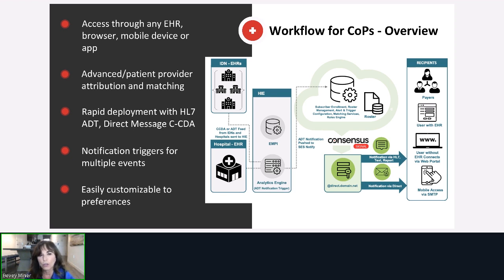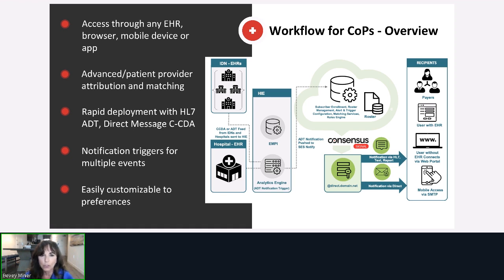In order to do this automatically, as you can possibly imagine, you need to know who is the provider that we have to be reaching out to. And if they have a direct message address, then it's pretty easy to send an ADT notification to that provider using a direct message address. It can be done in a rapid deployment. This does not require a lot of technology integration to do the ADT notification.